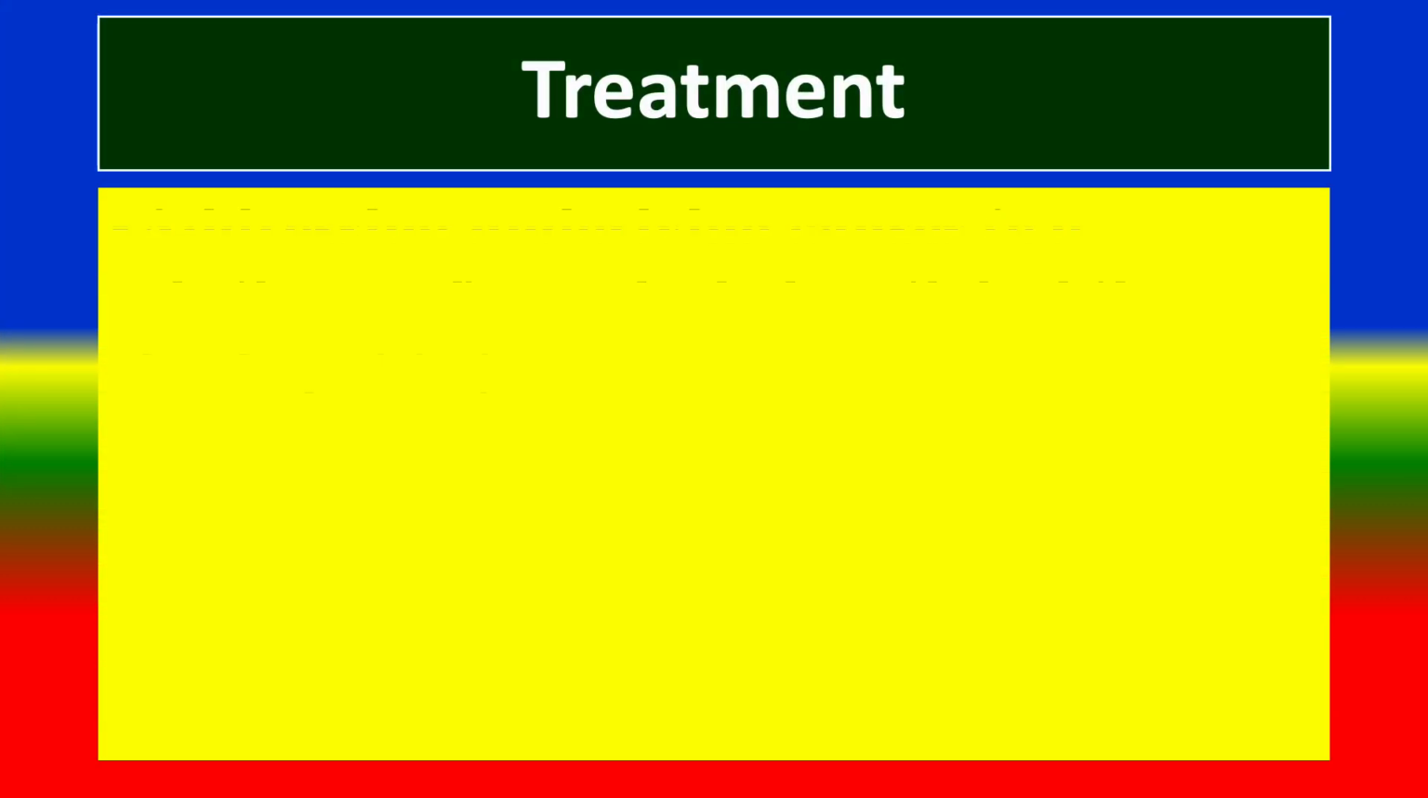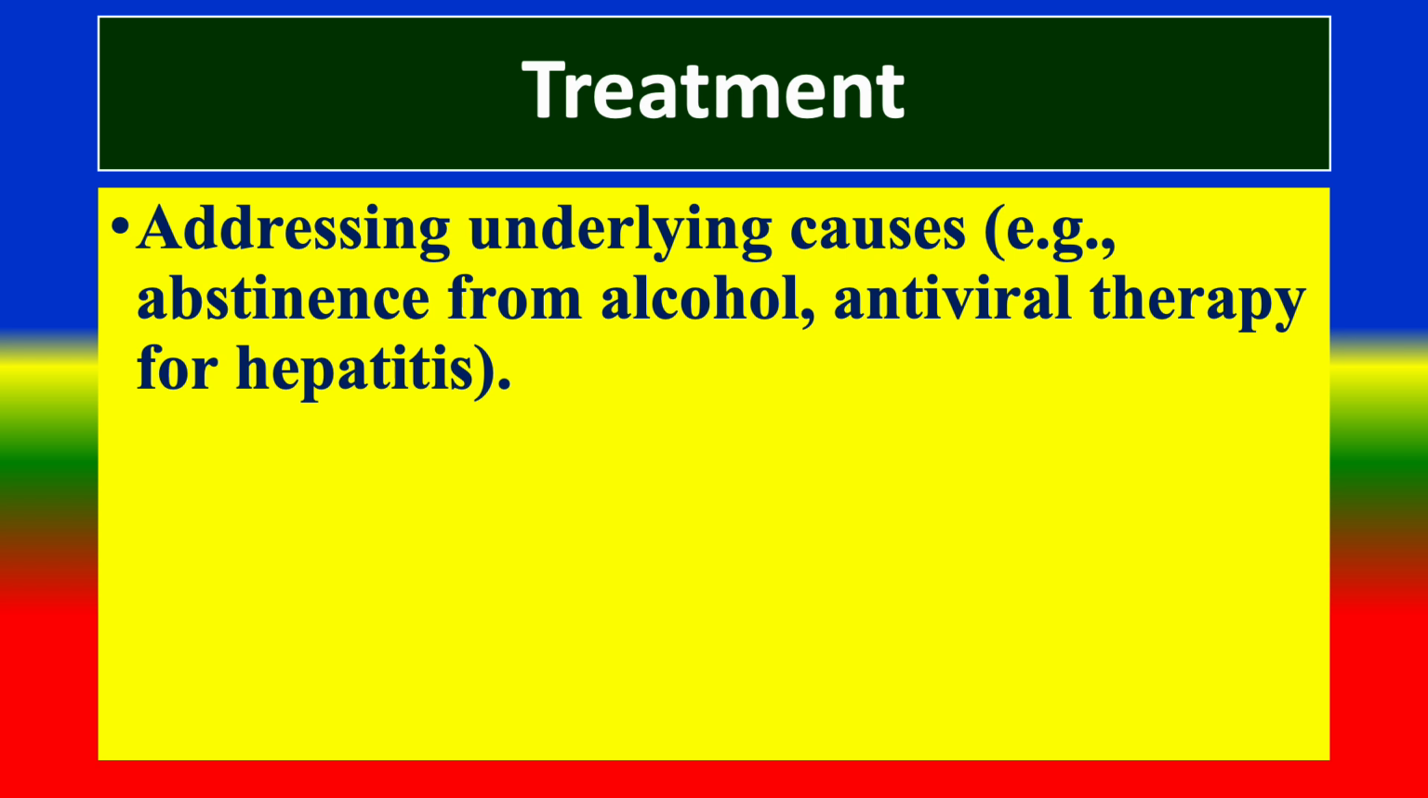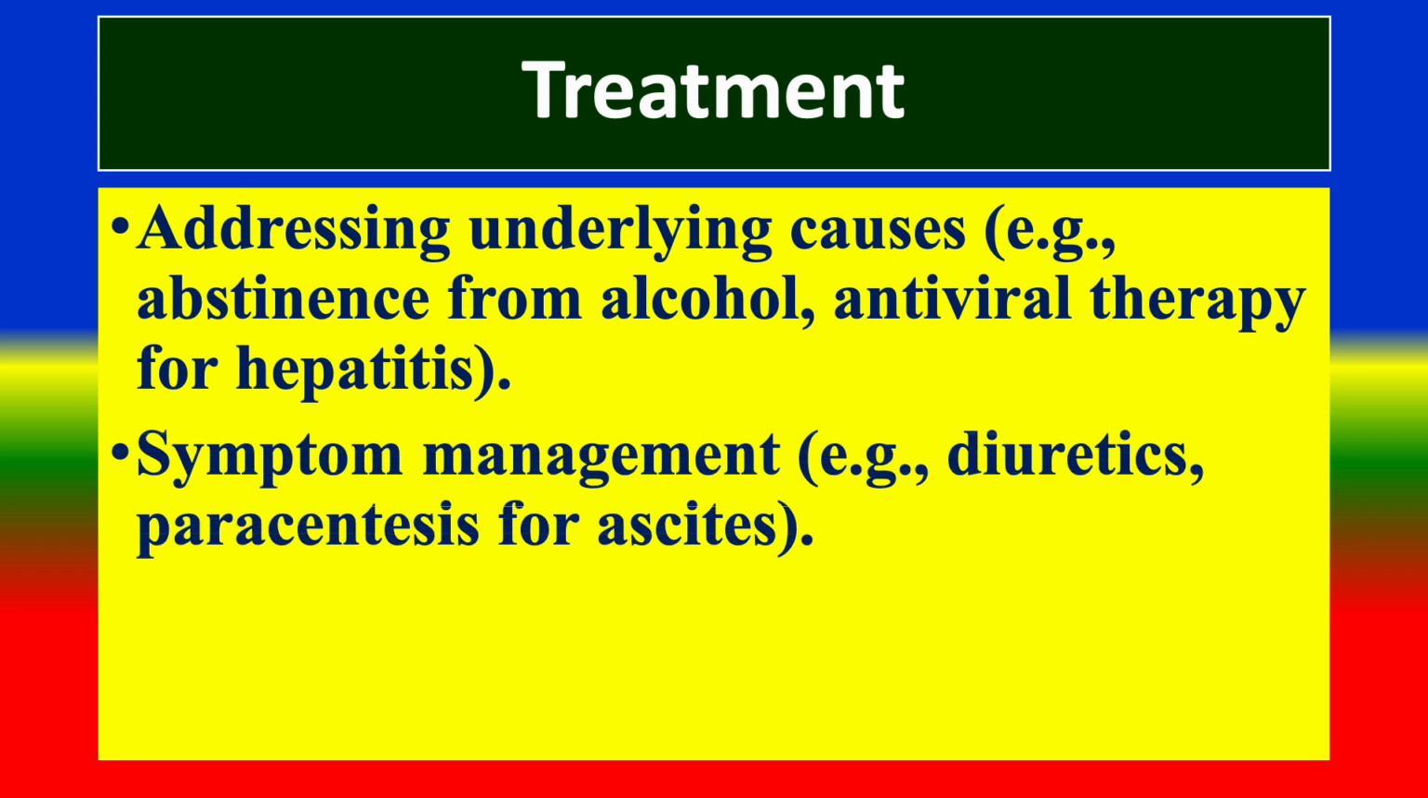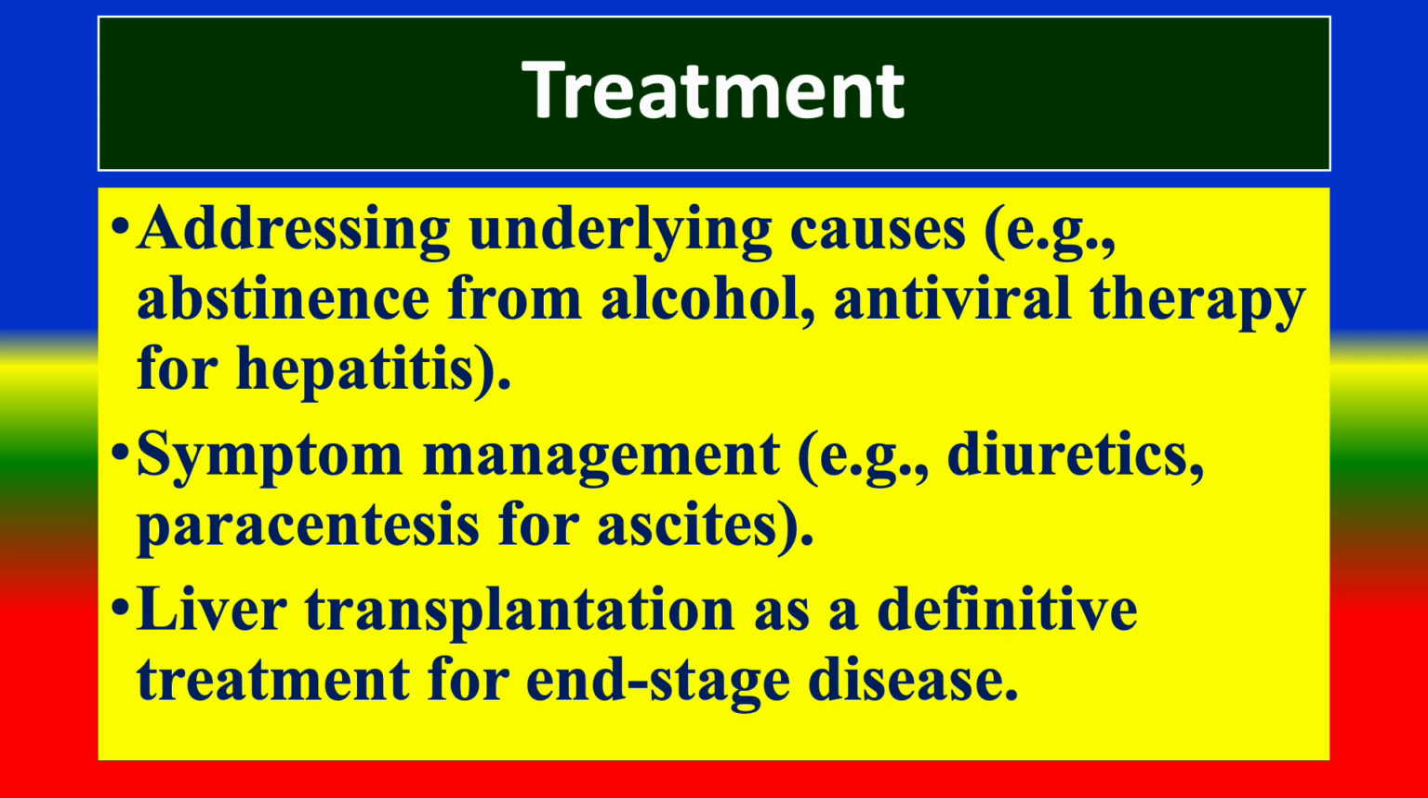Treatment options. Addressing underlying causes, for example abstinence from alcohol, antiviral therapy for hepatitis. Symptom management: diuretics, paracentesis for ascites. Liver transplantation as a definitive treatment for end stage disease.